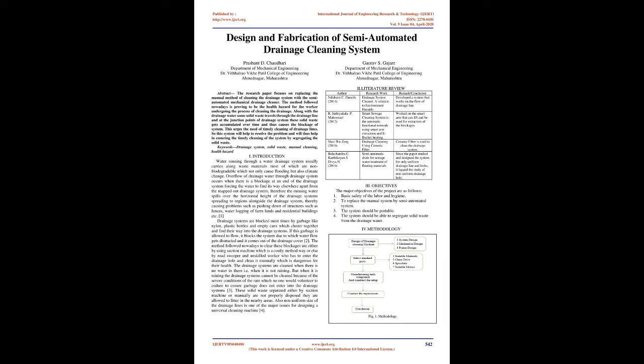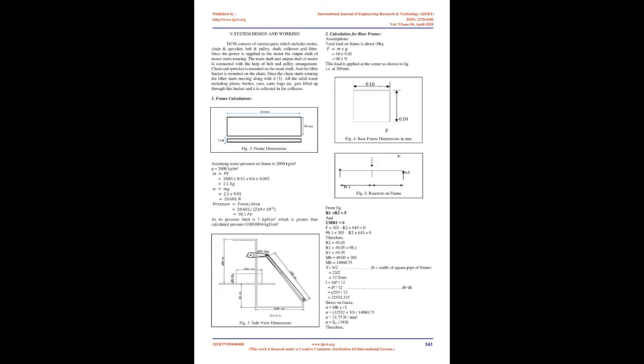2. The drainage systems are cleaned when there is no water in them, i.e. when it is not raining. But when it is raining, the drainage systems cannot be cleaned because of the severe conditions of the rain, which no one would volunteer to endure to ensure garbage does not enter into the drainage systems. 3. These solid wastes, separated either by suction machine or manually, are not properly disposed. They are allowed to litter in the nearby areas. 4. Also, non-uniform size of the drainage lines is one of the major issues for designing a universal cleaning machine.